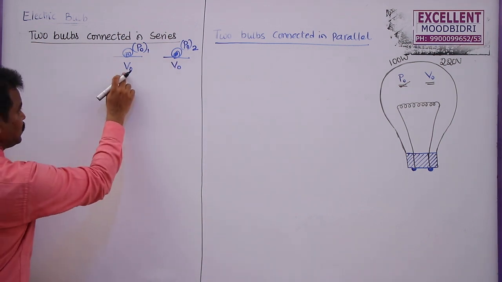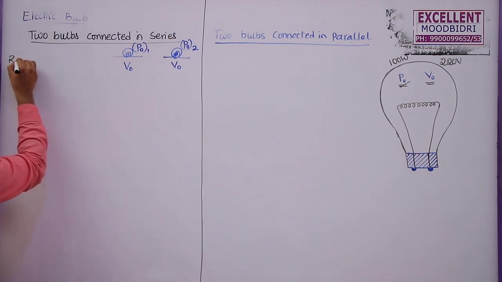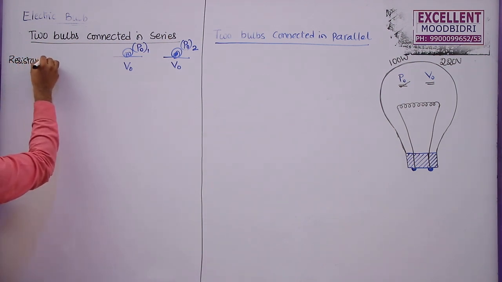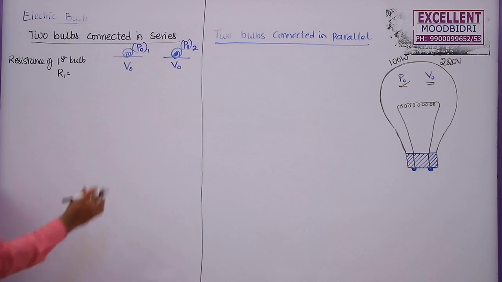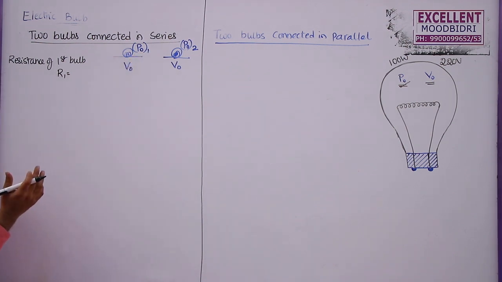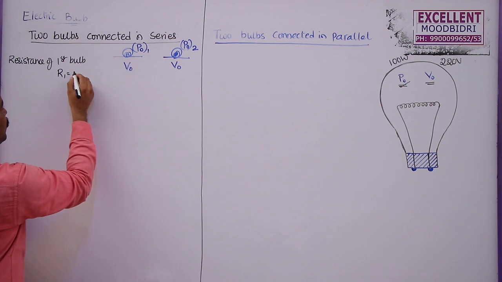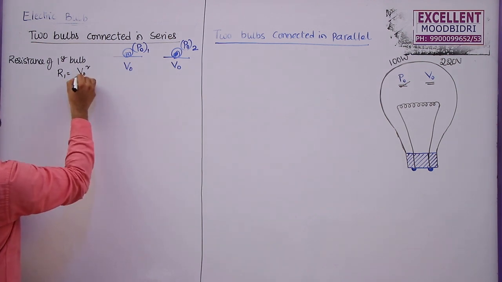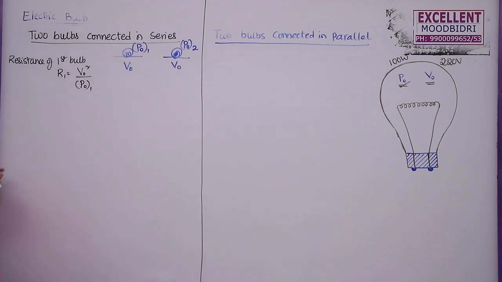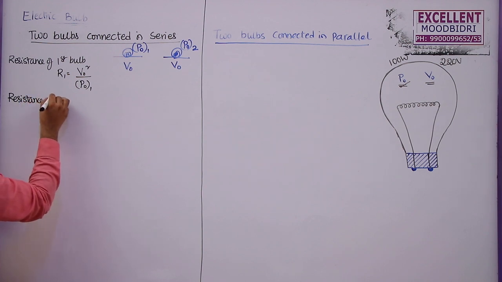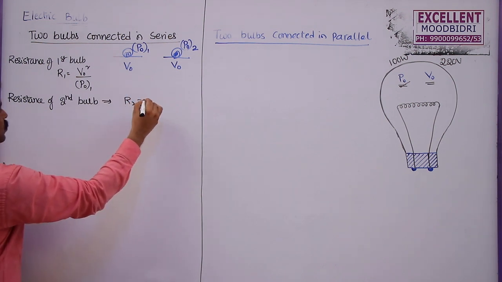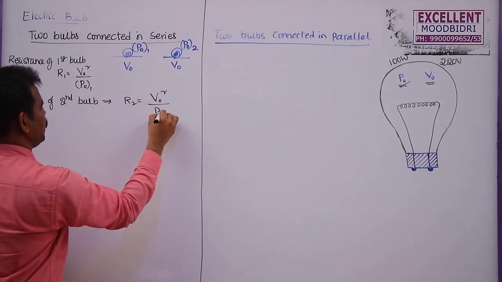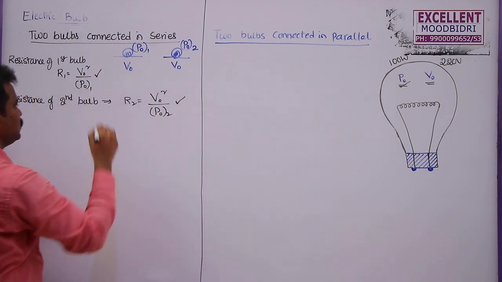Now, what is the resistance of the first bulb? If you know the power and voltage, we know power P is equal to V square by R, and resistance here is given by R1 equal to V0 square by P01. This is the resistance of the first bulb. What is the resistance of the second bulb? So R2 is equal to V0 square by P02. So this is the resistance of the second bulb.